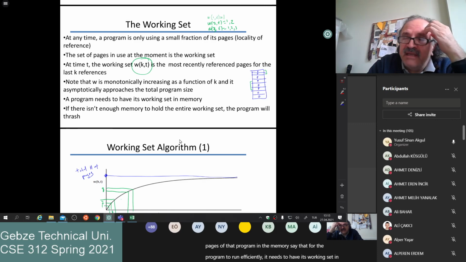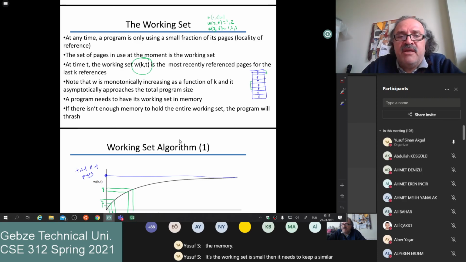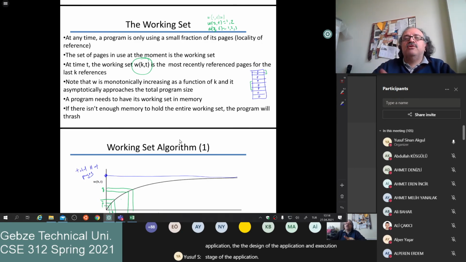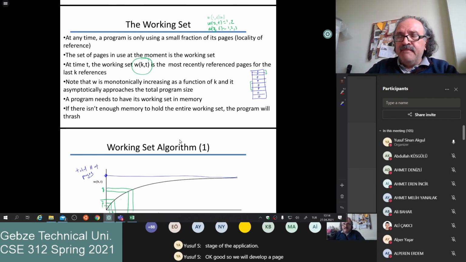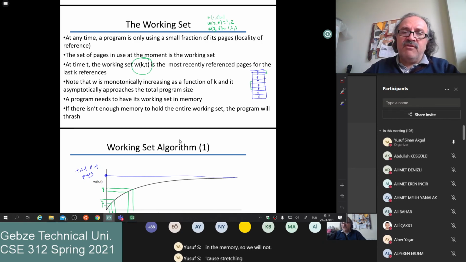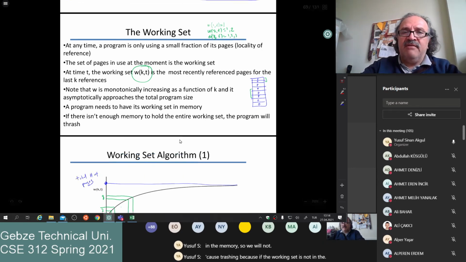If the working set is small, then it needs to keep a small number of pages. If the working set is large, then it needs a large number of pages. And it depends on the design of the application and the execution stage of the application. Good. So we will develop a page replacement algorithm with this idea in mind. Our page replacement algorithm will try to keep the working set in the memory, so we will not cause thrashing, because if the working set is not in the memory, then I will cause thrashing.